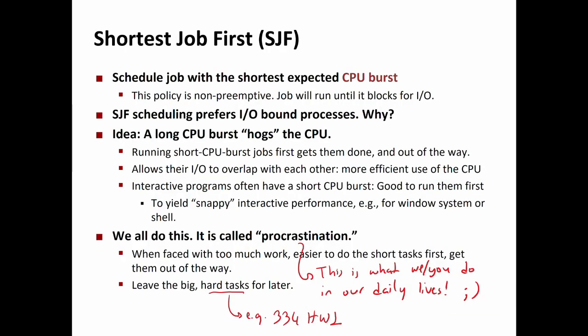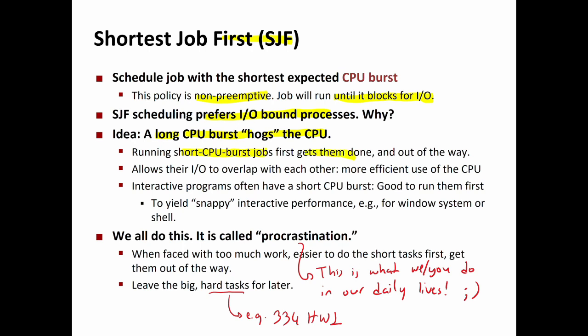So basically, shortest job first is a non-preemptive policy, and it will run until it blocks for IO or it exits. It prefers IO-bound processes because they have shorter CPU bursts. And the idea is that a long CPU burst would hog the CPU. So let's do the short ones first, get them done, okay?